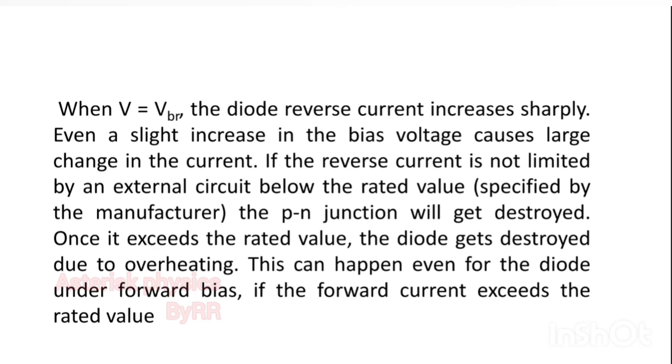If the reverse current is not limited by an external circuit below the rated value, which is specified by the manufacturer as the maximum power handling capacity of the diode, the PN junction will get destroyed due to overheating. Once it exceeds the rated value, the diode gets destroyed due to overheating. This can happen even for a diode under forward bias if the forward current exceeds the rated value.